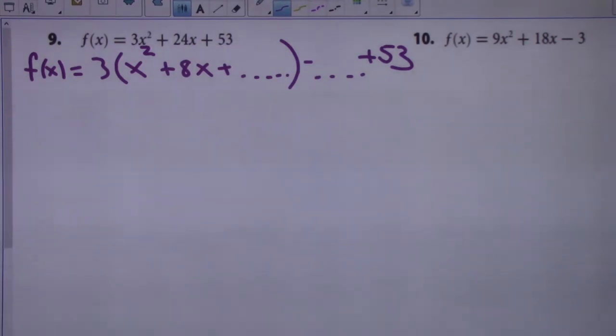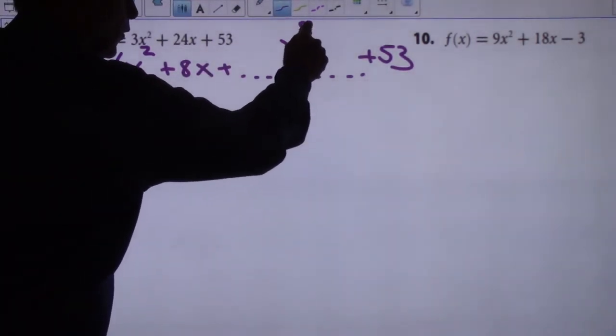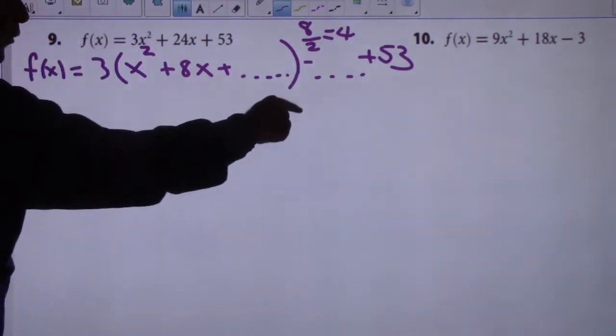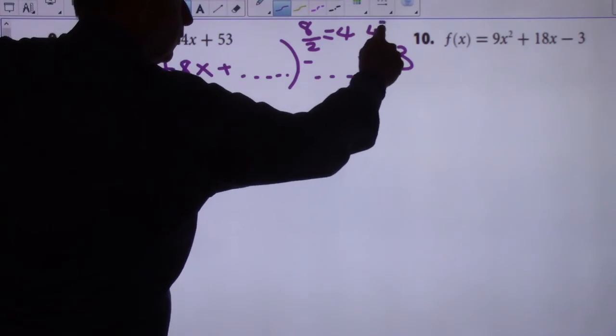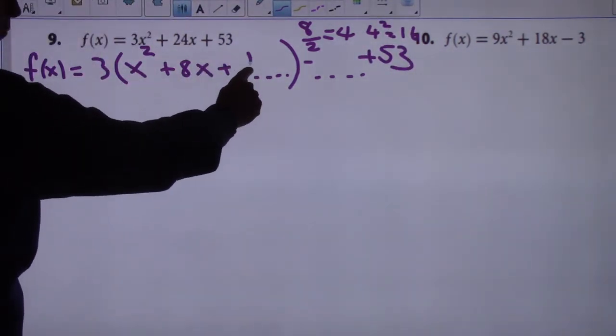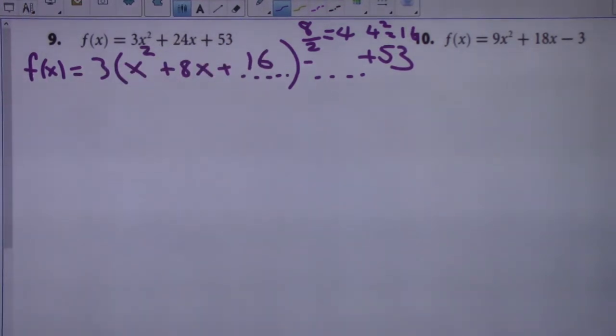Hoffman square. Who said Hoffman square? I give him credit for remembering Hoffman square. What does Dr. Hoffman square say to do? Half n squared. So half of 8. What is half of 8? Four. And what is 4 squared? 16. So 16 will go right here, right? Dr. Hoffman square says put 16 right here. Okay, so now we put 16 over here.